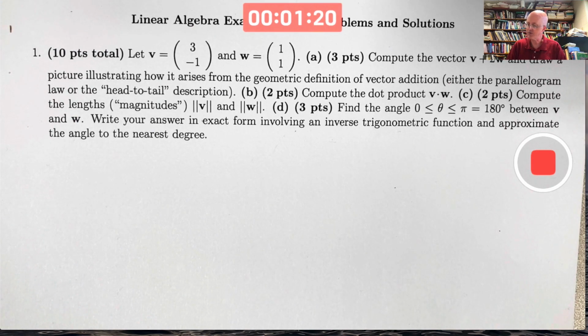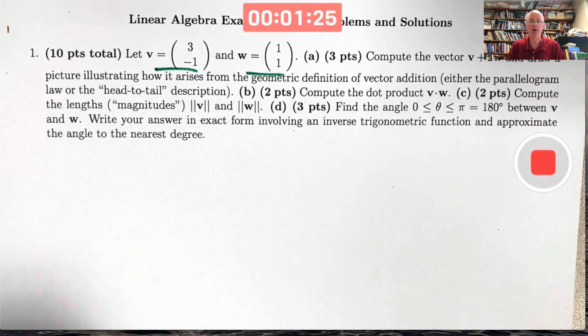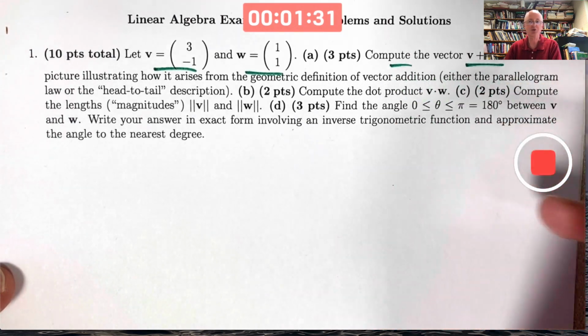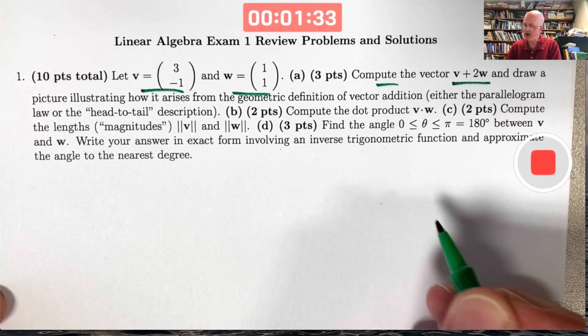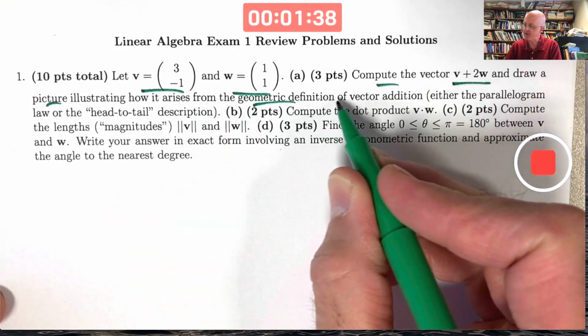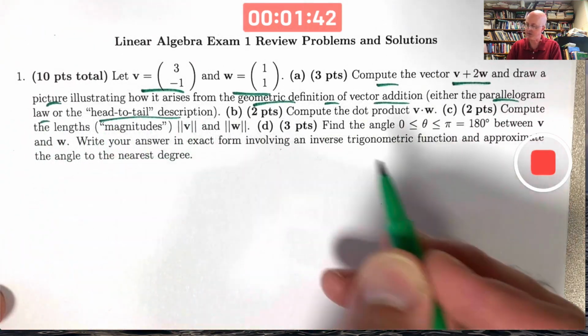We see that we've got 2 vectors here, v and w, written as column vectors. V has components 3, -1, and w has components 1, 1. First part is to compute the vector v plus 2 times w and draw a picture illustrating how it arises from the geometric definition of vector addition, which is called the parallelogram law or the head-to-tail description.